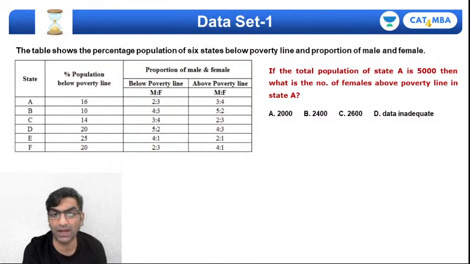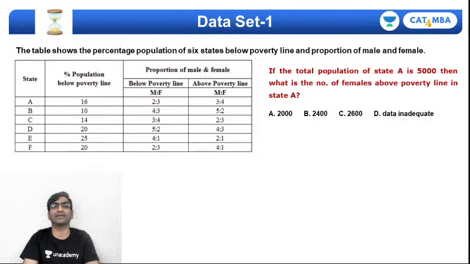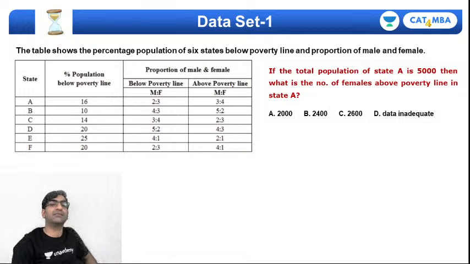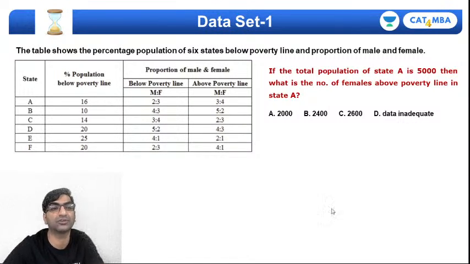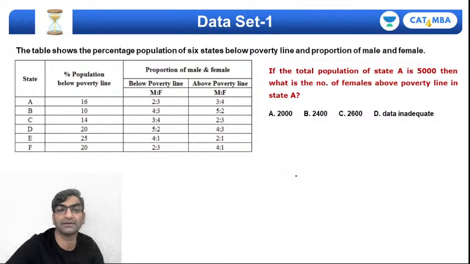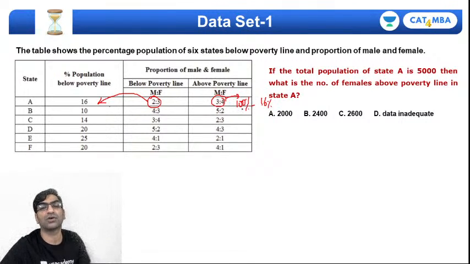Okay, I'm also going to discuss one data set, one involving percentages, one ratios. Interesting. Look at this. There's a table which shows the percentage population of 6 states, A, B, C, D, E, F. The percentage of the population below the poverty line and proportion of male and female in both categories of BPL and APL, right? Below poverty line and above poverty line, right? So clearly, this split of 2:3 will apply only to this percentage, right? This split will then apply to what? 100% minus the 16%, right? It will apply to the complement.